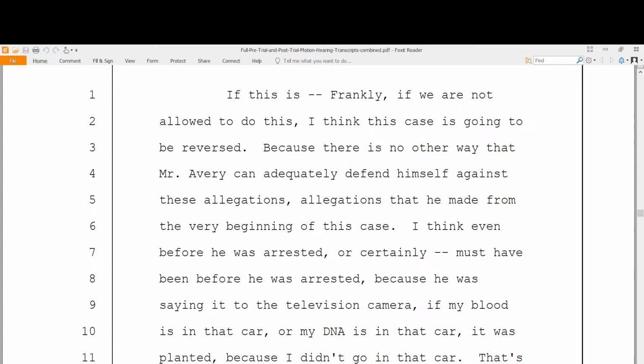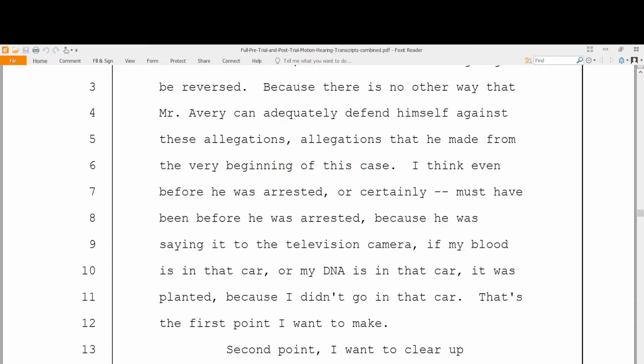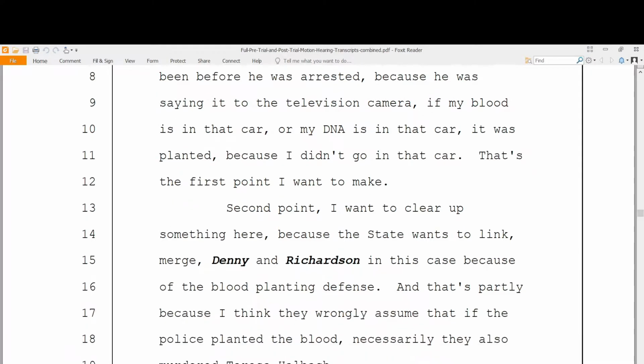that he made from the very beginning of this case. I think even before he was arrested, or certainly must have been before he was arrested, because he was saying it to the television cameras. If my blood is in her car, or my DNA is in her car, it was planted because I didn't go in that car. That's the first point I want to make.